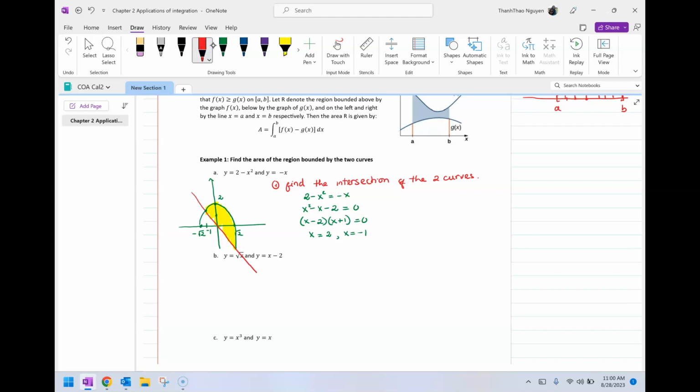Now, the second step is to set up the integral. The area underneath the curve is the integral from negative 1 to 2 of f of x, that is the curve above, 2 minus x squared, minus the curve that is below, dx. This is the integral from negative 1 to 2, and we'll clean this up: negative x squared plus x plus 2 dx.